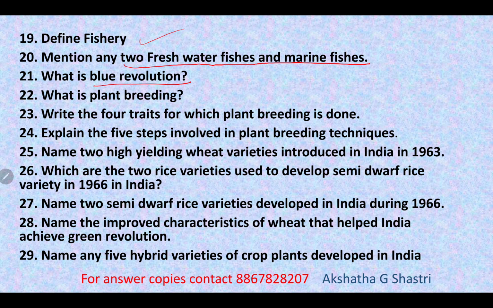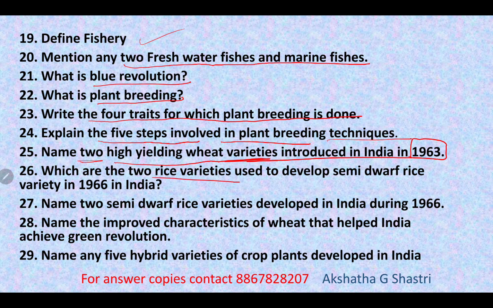What is blue revolution? What is plant breeding? Write the 4 objectives for which plant breeding is done. Explain the 5 steps involved in plant breeding techniques. Name 2 high-yielding wheat varieties introduced in India in 1963.